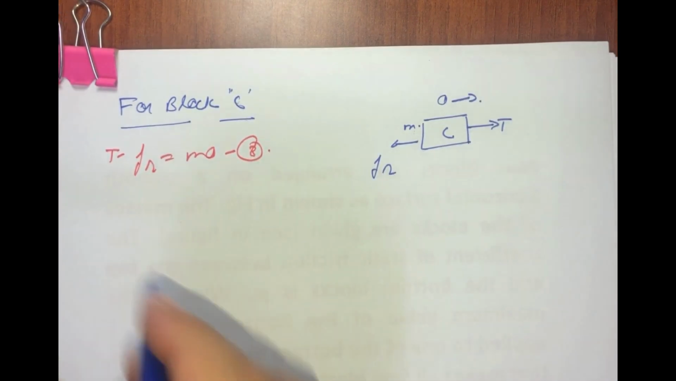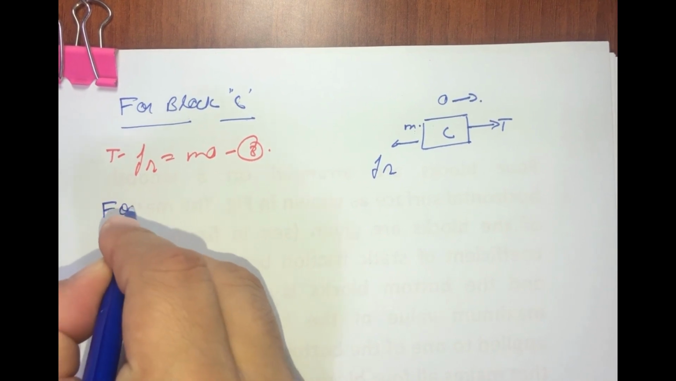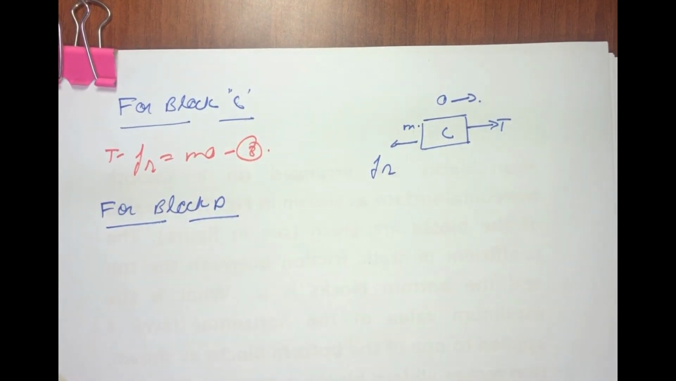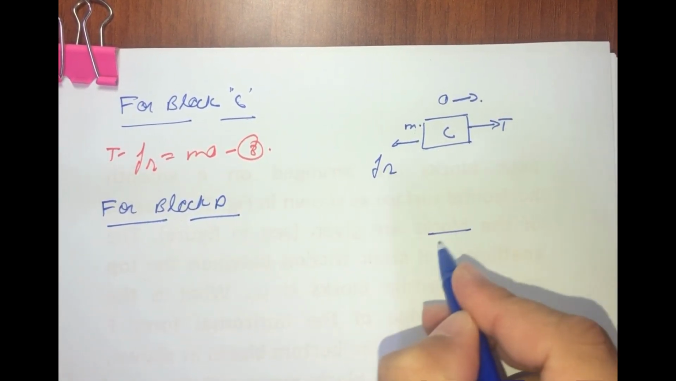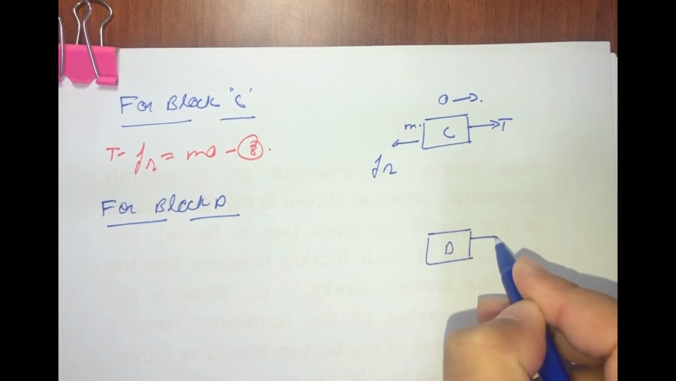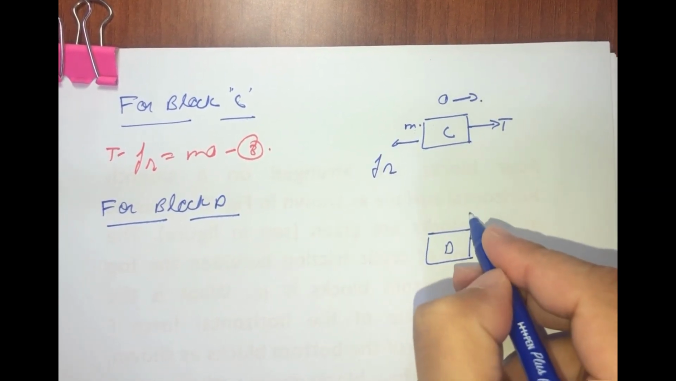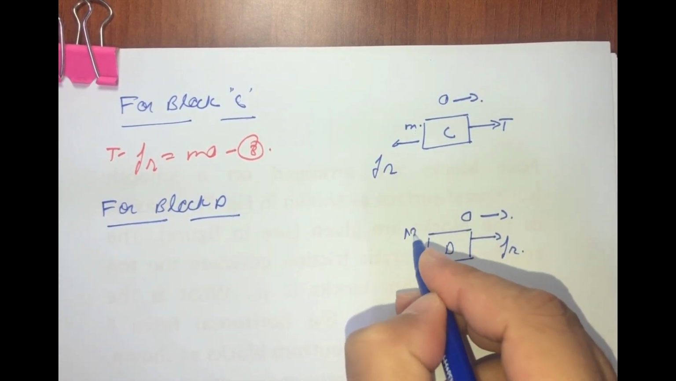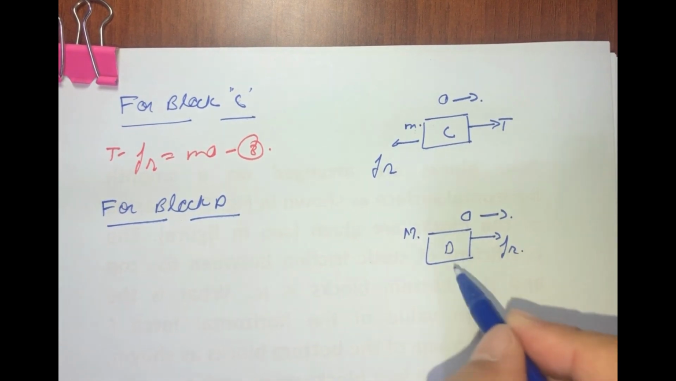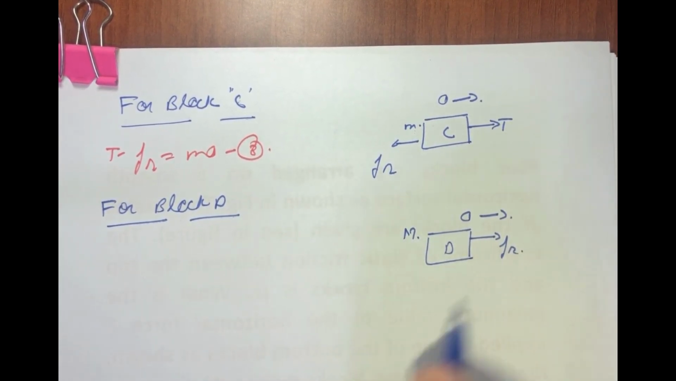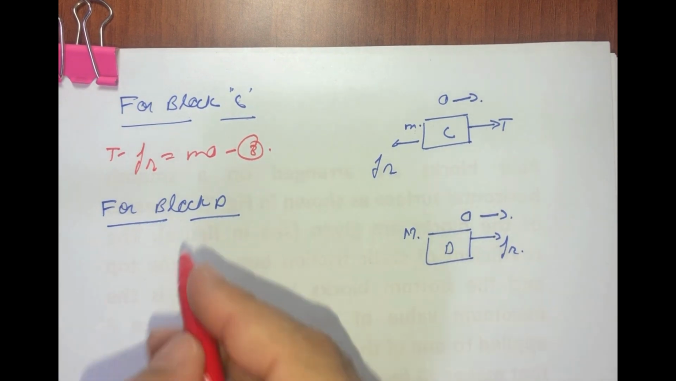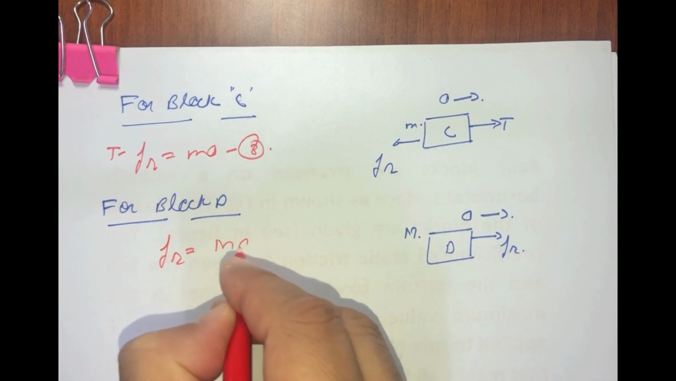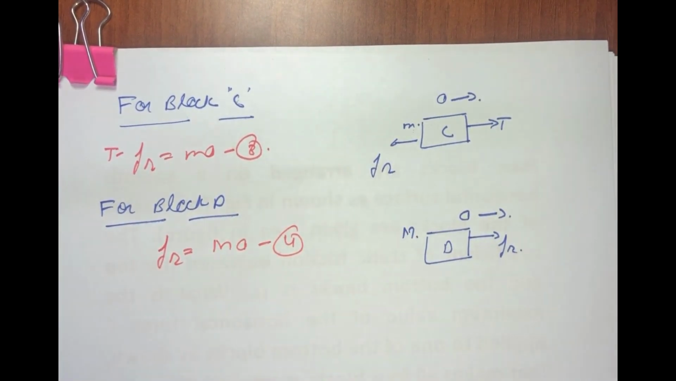And for block D, this is block D, we have FR. It is also traveling with acceleration A towards the right, and its mass is capital M, and there is no friction between the bottom of the blocks with respect to the ground. So we can say FR is equal to MA. This is equation number 4.